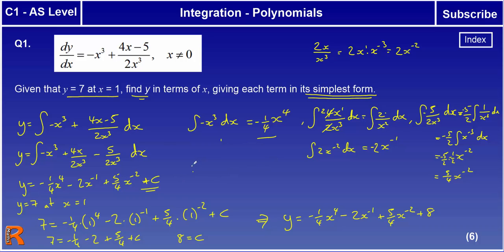We've done it for question 1. Hopefully the more you do, the better you get at these. So keep practicing with the next one.